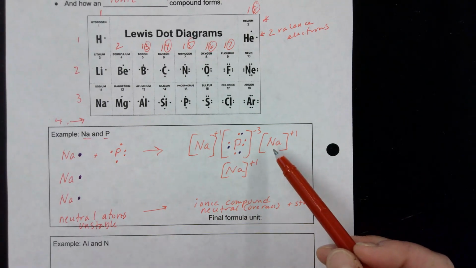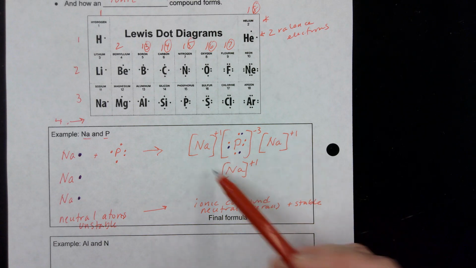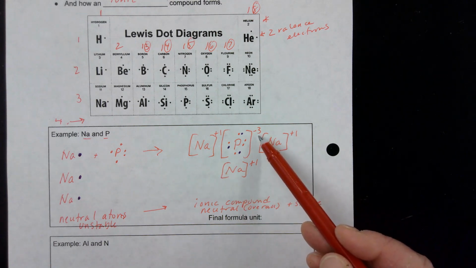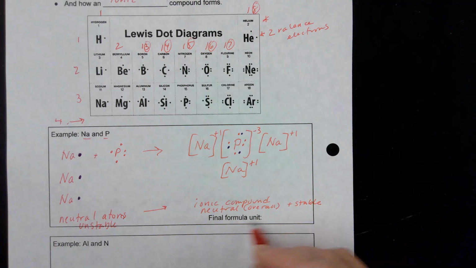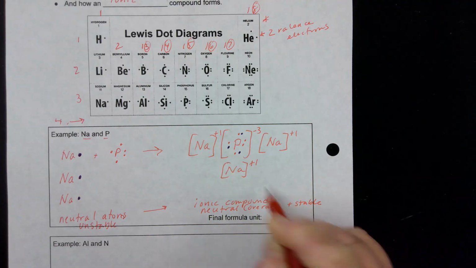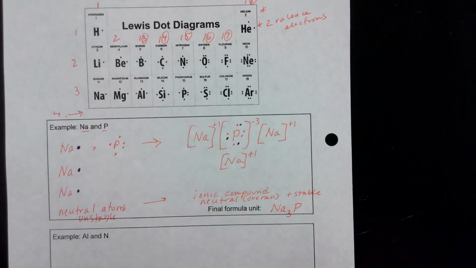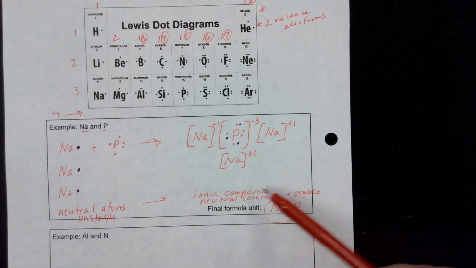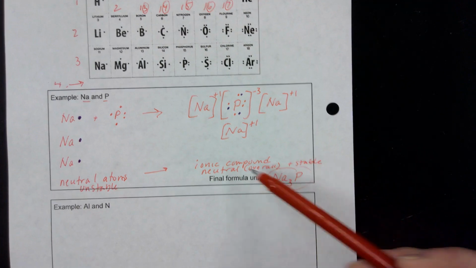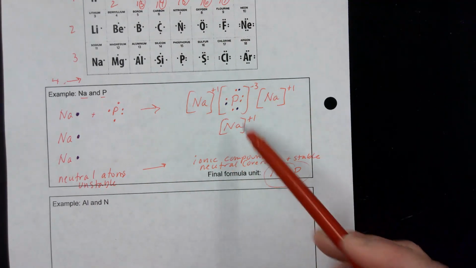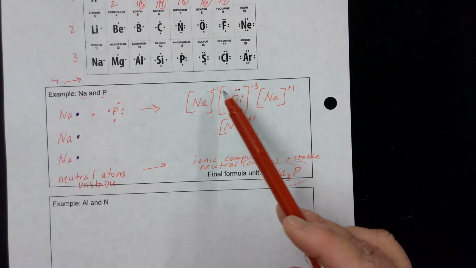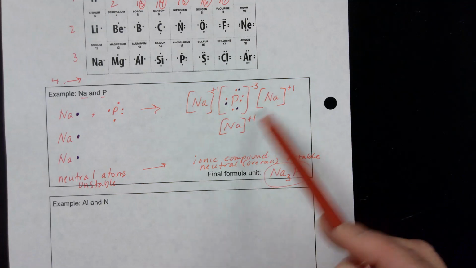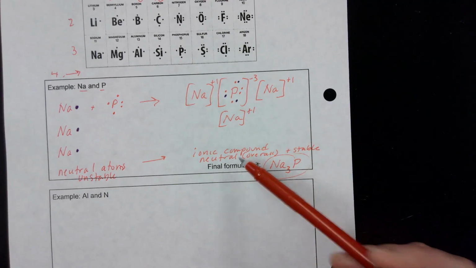There's 3 sodium ions that are needed to cancel out with the 1 phosphide ion. So the final formula unit is going to be Na subscript 3, because there's 3 of them, followed by the P for phosphorus. So that's the final ratio. We need 3 sodiums and 1 phosphorus. Overall, this ionic compound is stable. It is neutral overall, even though it is made up of charged particles. But those charged particles cancel each other out, so overall the compound is neutral.